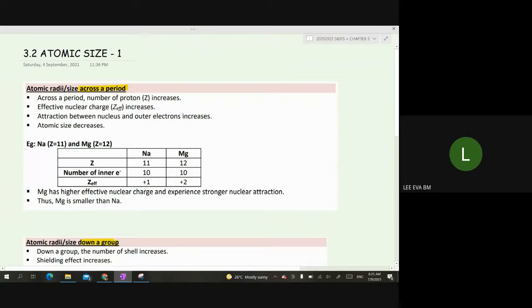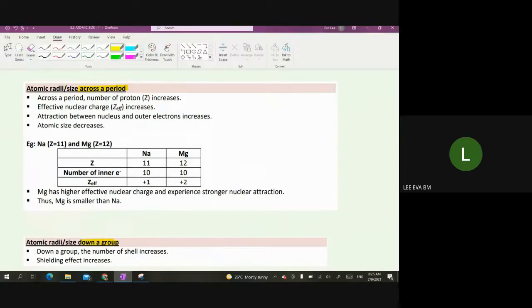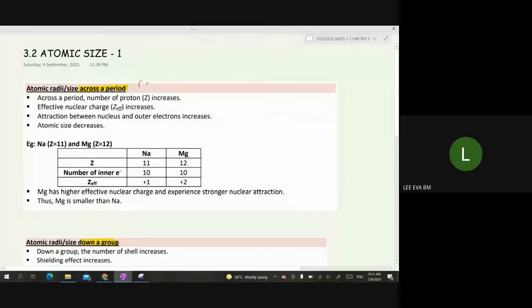So let's look at across the period. Across the period always means moving from left to right. Dari kiri ke kanan. Okay, and then across a period, the number of protons increases or the nuclear charge increases, and the effective nuclear charge will increase as well. So imagine the proton number increases, but the inner electrons remain the same. Like just now, the oxygen and the fluorine, you can see positive 6, positive 7, it keeps on increasing when the proton number increases.